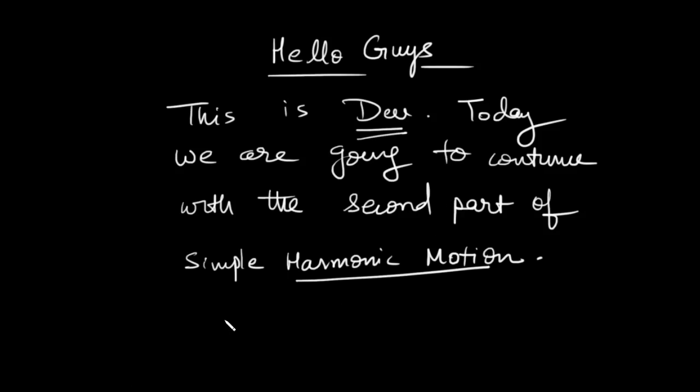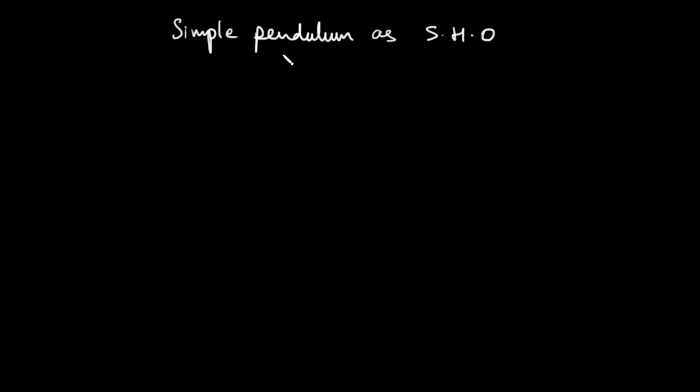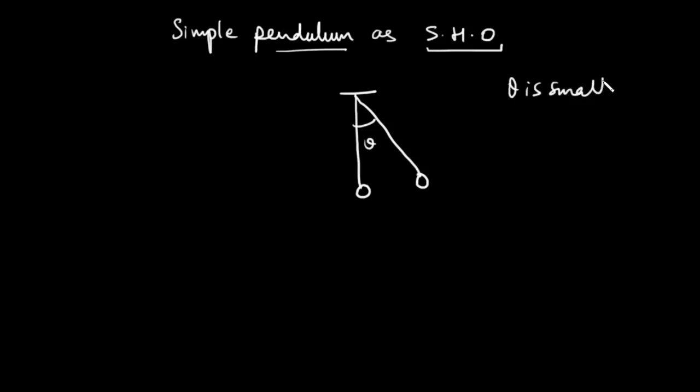Alright, so the first topic is the simple pendulum as a simple harmonic oscillator. In the last video we saw that the spring could behave as a simple harmonic oscillator. Now I want to show you the pendulum can also behave like a simple harmonic oscillator when displaced by a very small angle theta. This is the first assumption that I have made, that theta is small.